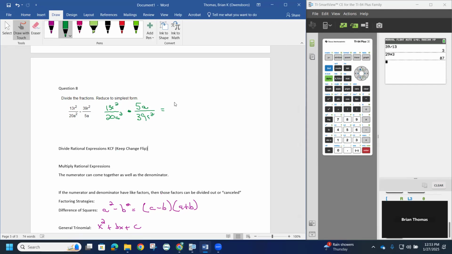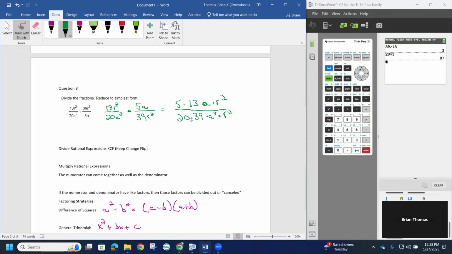Now, when you multiply, you really just multiply straight across. So I'm not going to actually multiply just yet. I'm going to write the 5 times 13. There's this a squared, I'm sorry, can't read my writing. That's an r squared. I'm going to put the a first and then the r squared second, kind of in alphabetical order. So the a and the r squared are still up there too. On the bottom, I have this 20 times this 39 times this a squared times this r squared.